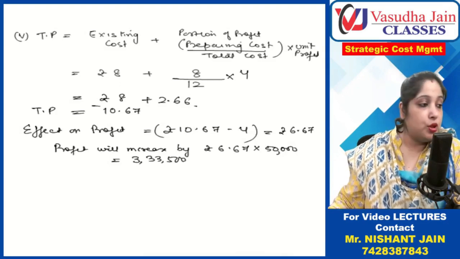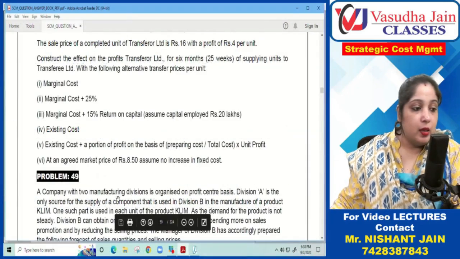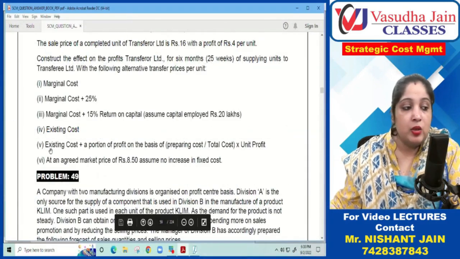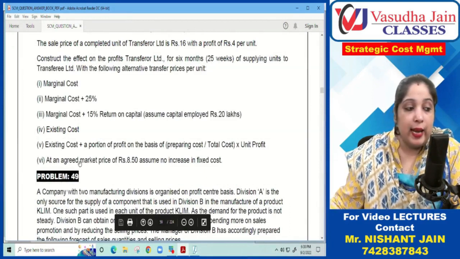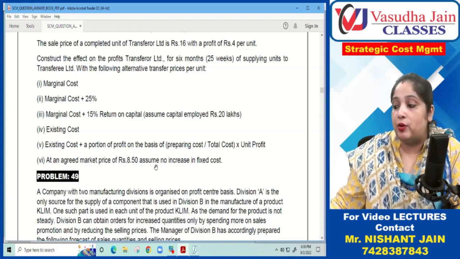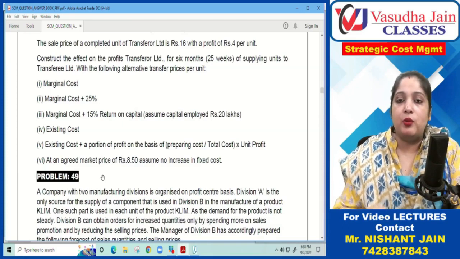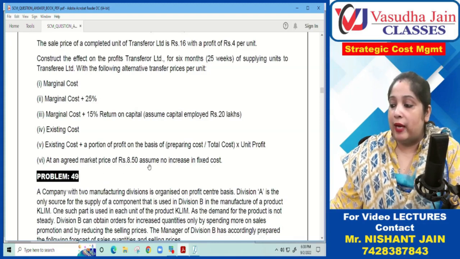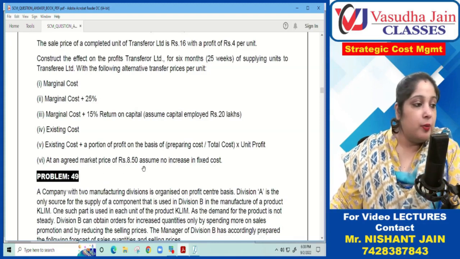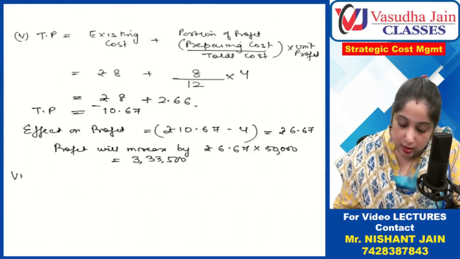Now let us go back to the question again. There are many parts to it. So we have done the fifth part. The sixth part is very simple. You have to keep a transfer price of how much? At an agreed market price of 8.50. Assume no increase in fixed cost. So they have negotiated that the market price of the preparing portion only is 8.5. So the transfer price is 8.5. Simple, straight answer, this is the sixth part.